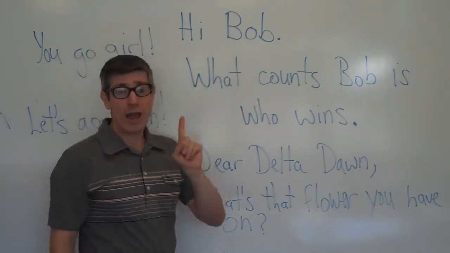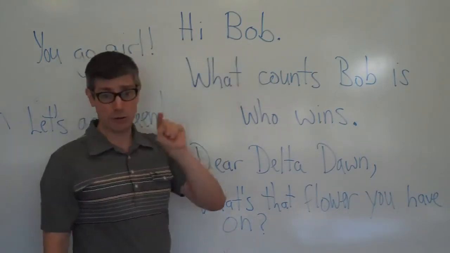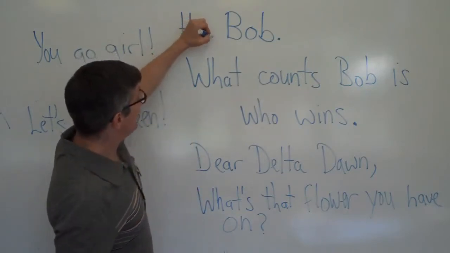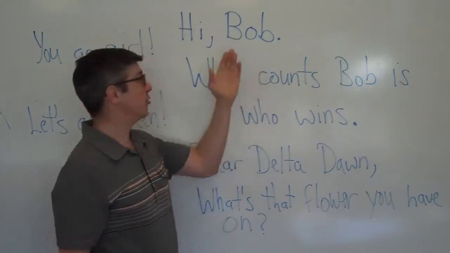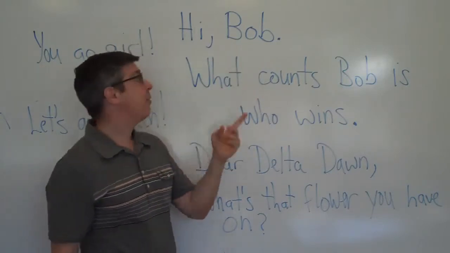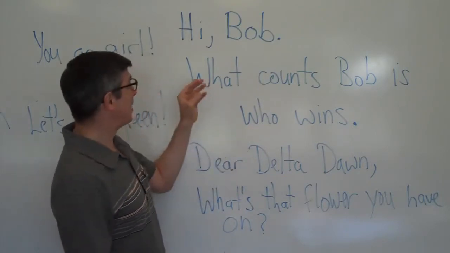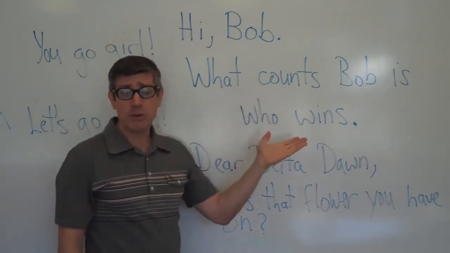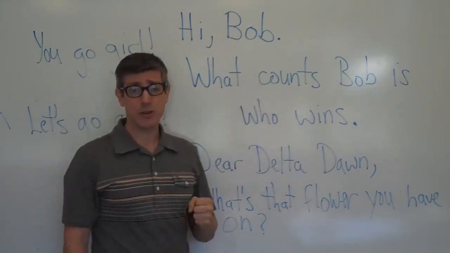When you are directly addressing somebody, as you would be here, you're talking to Bob, what you do is you precede Bob, the person you're addressing, with a comma. So this is correct: "Hi, Bob." And the commas have to come on either side of the name of the person you're addressing.